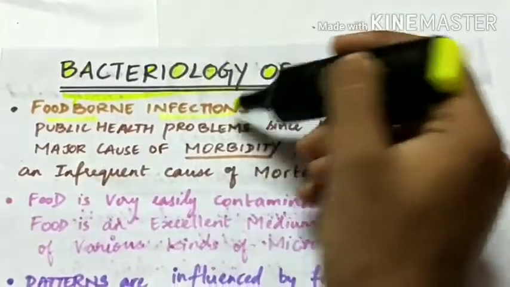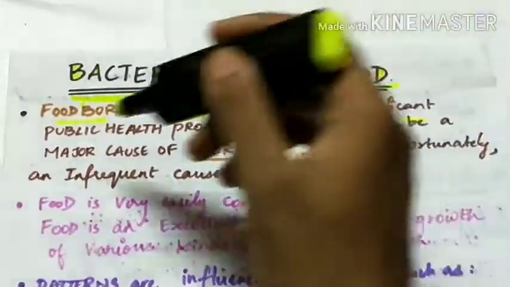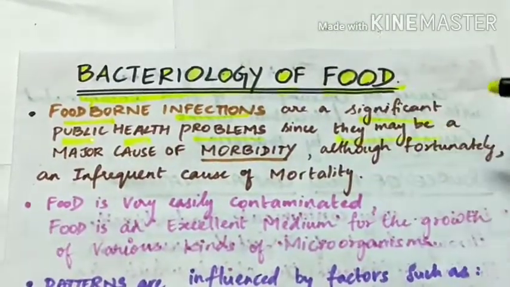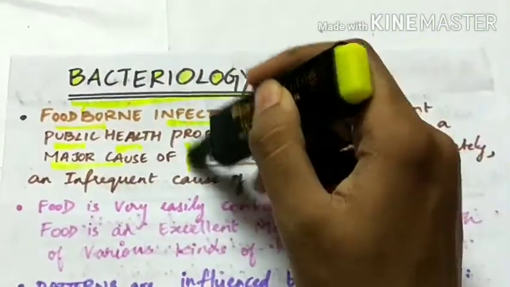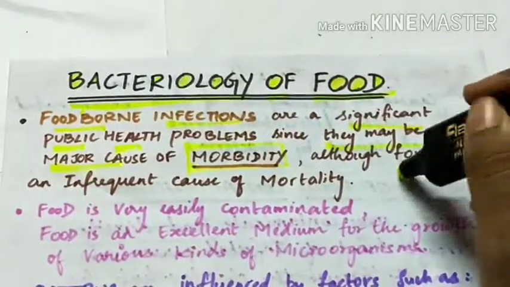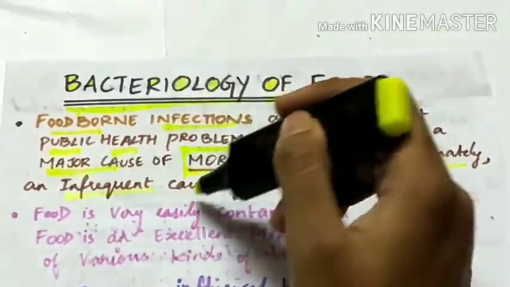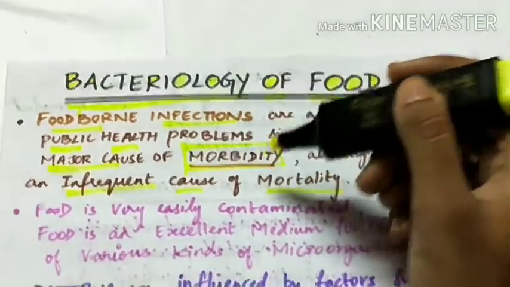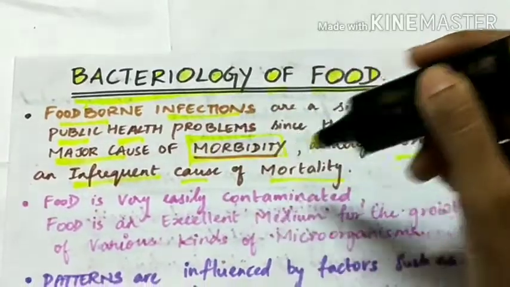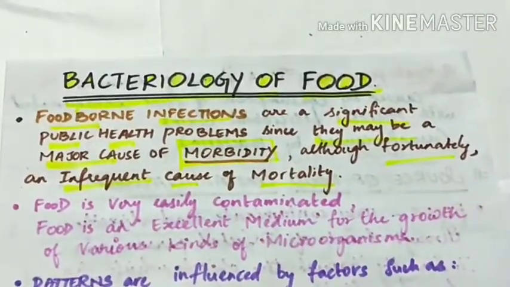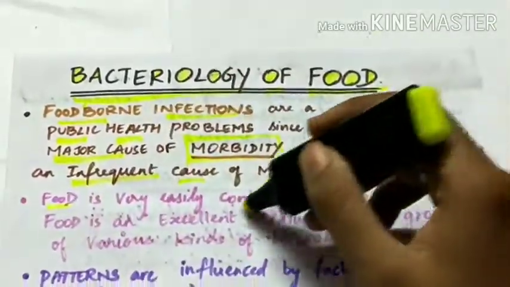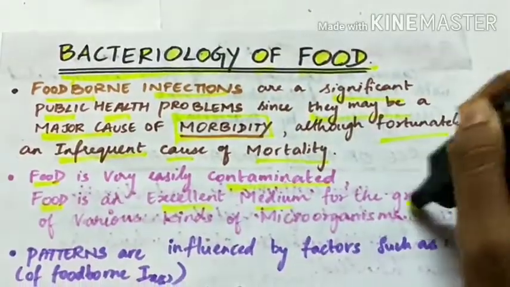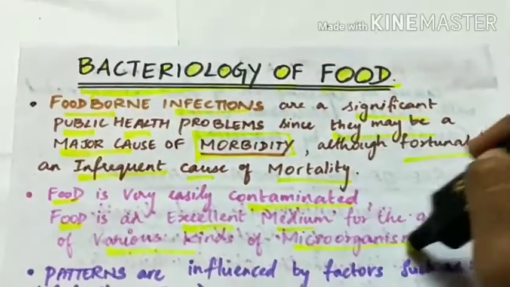Foodborne infections are a significant public health problem, since they may be a major cause of morbidity, although fortunately an infrequent cause of mortality. So they may be a major cause of morbidity, but they infrequently cause mortality. Food is very easily contaminated, and it is an excellent medium for the growth of various kinds of microorganisms.